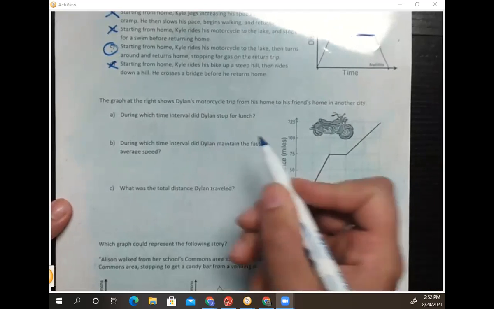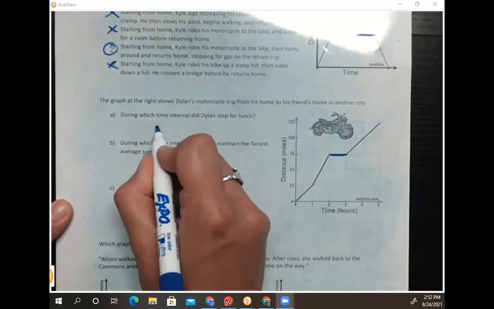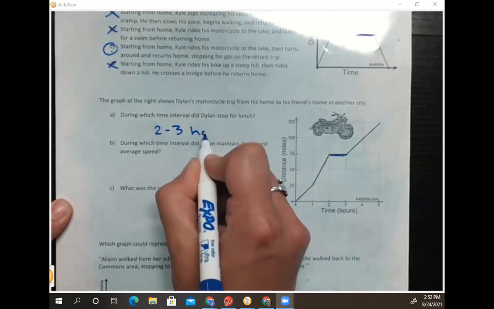Let's talk about the second one on here. The graph at the right shows Dylan's motorcycle trip from his home to his friend's home in another city. During which time interval did Dylan stop for lunch? What section on this graph would represent that he stopped? Between 2 and 3 hours. Yeah, my distance isn't changing between 2 and 3 hours.